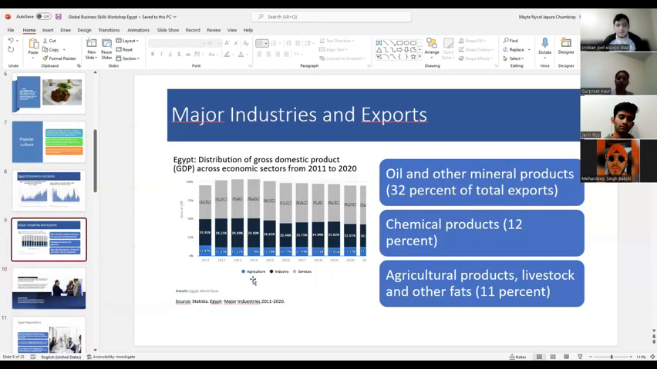Major industry and export. As we can see in this chart, agriculture, industry, and services represent the major industries in Egypt. First is agriculture with approximately 13%, then industry with 37%, and services that represent half of the total economy. Oil and other mineral products represent 32% of the total exports, chemical products 12%, and agricultural products and livestock 11%. So we can say this country is an exporter of oil and other minerals, and generally depends on services and industry.